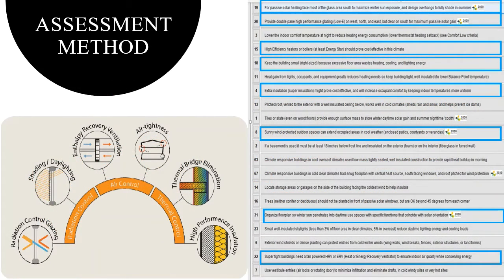To improve the indoor condition of the design, the Passive House Guide for Building Assessment Regulation was taken as a reference. It is principle based on radiation control glazing, shading and daylight, mechanical ventilation with heat recovery, high performance insulation, thermal bridge elimination, airtight construction.